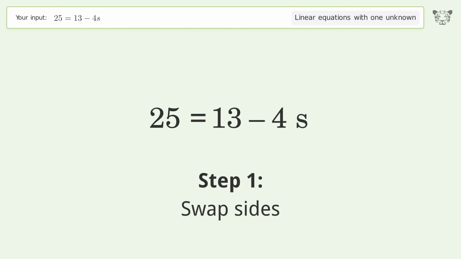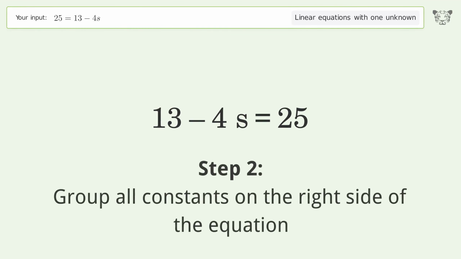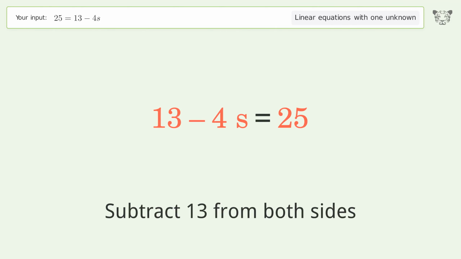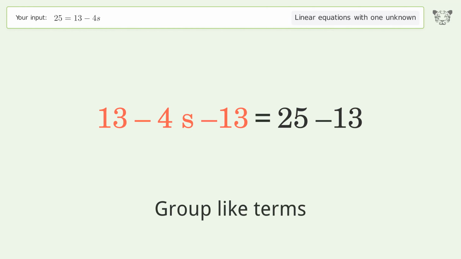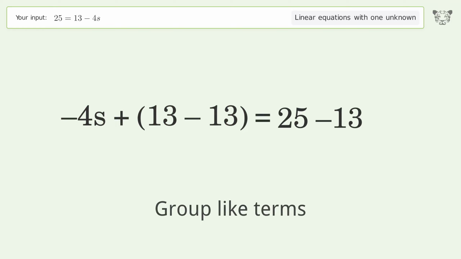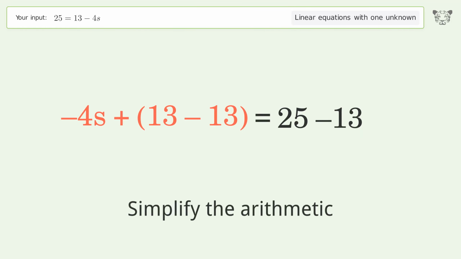Swap sides. Group all constants on the right side of the equation. Subtract 13 from both sides. Group like terms. Simplify the arithmetic.